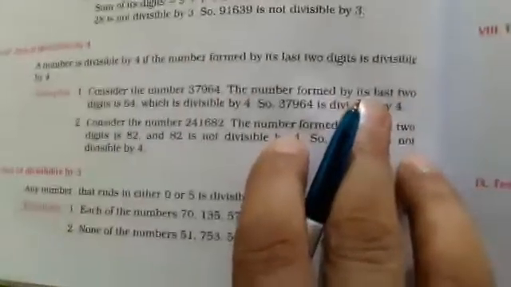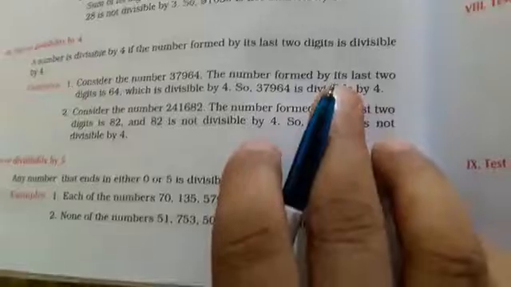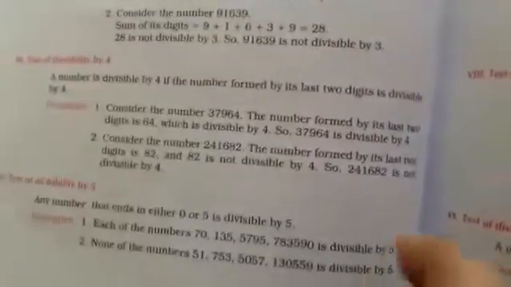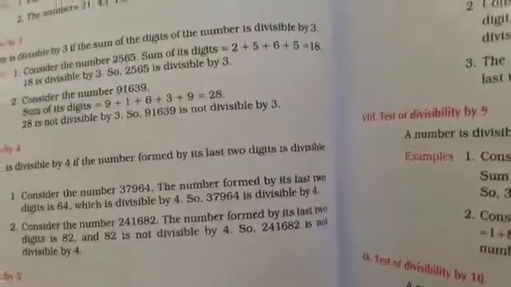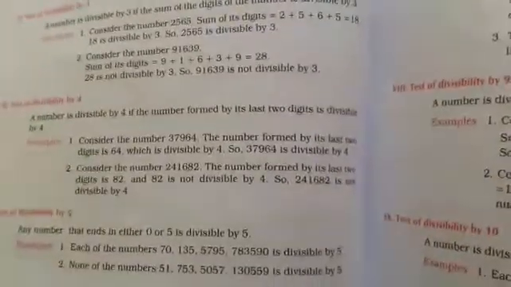Next we will see the test of divisibility by 4. A number is divisible by 4 if the number formed by its last two digits is divisible by 4. Or we can say if the last two digits are completely divisible by 4, then the whole number will be divisible by 4. Or if the last two digits are 0, then the whole number will be completely divisible by 4.